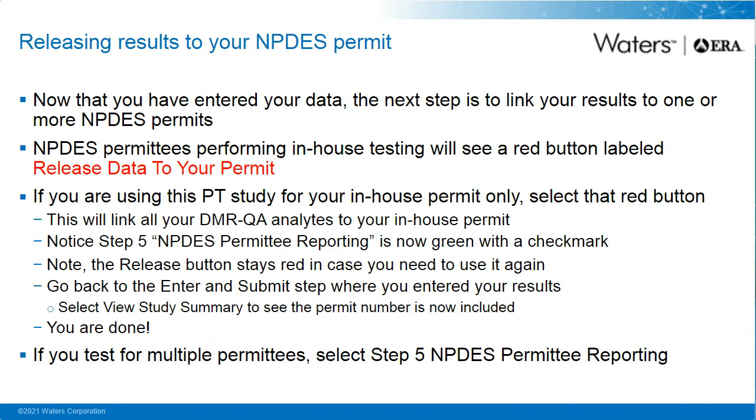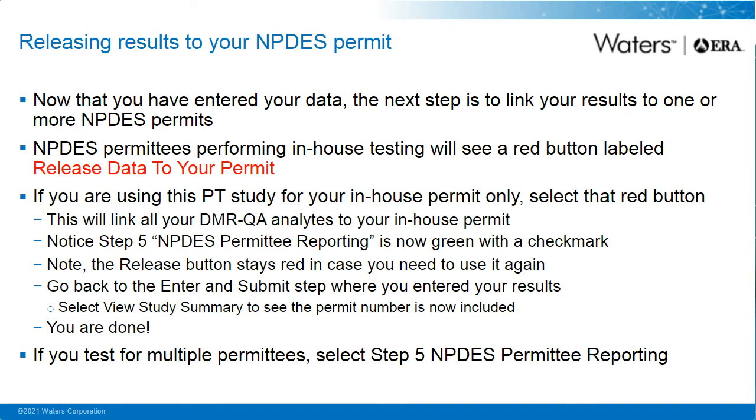Okay, you've entered your data. The next step is to link your results to the NPDES permit numbers. Permittees performing in-house testing will see a bright red button labeled Release Data to Your Permit. These results are for your in-house permit only. Just hit the red button and that's it.